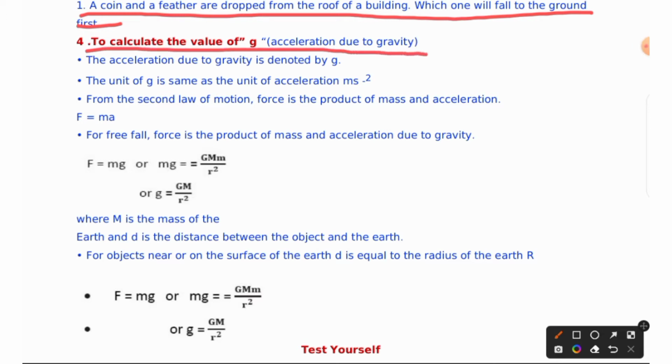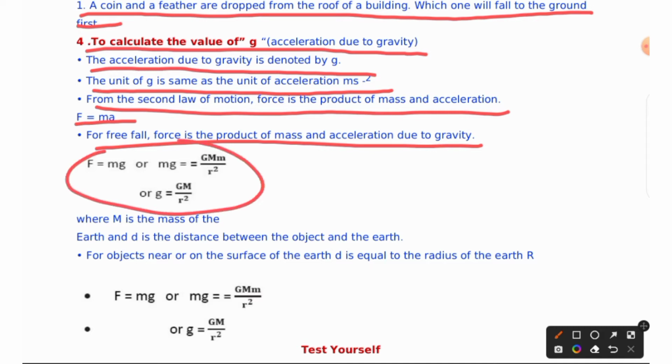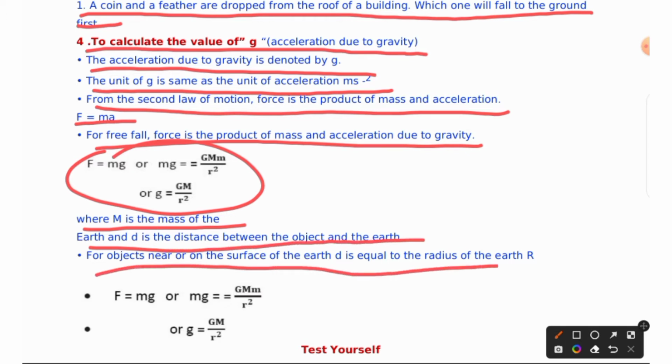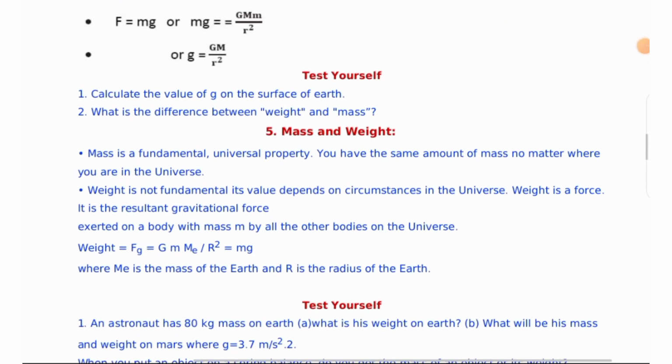4. To calculate the value of g, the acceleration due to gravity. The acceleration due to gravity is denoted by g. The unit of g is same as the unit of acceleration, ms⁻². From the second law of motion, force is the product of mass and acceleration, F equals ma. For free fall, force is the product of mass and acceleration due to gravity, where M is the mass of the Earth and d is the distance between the object and the Earth. For objects near or on the surface of the Earth, d is equal to the radius of the Earth r.